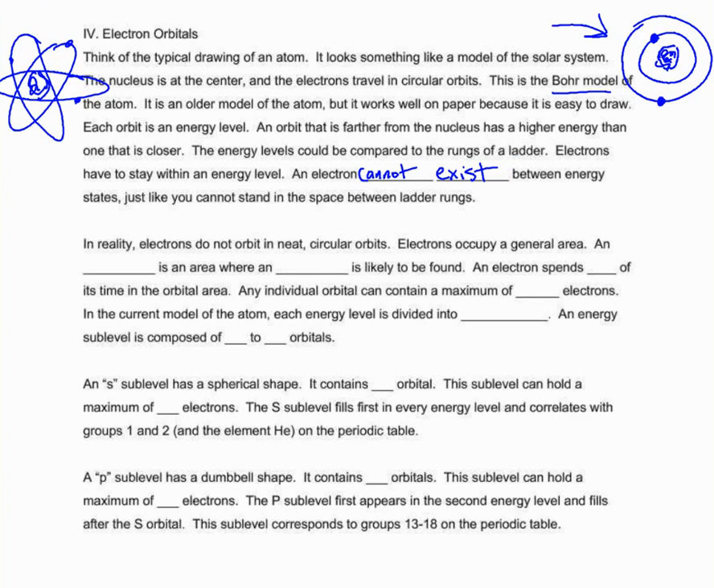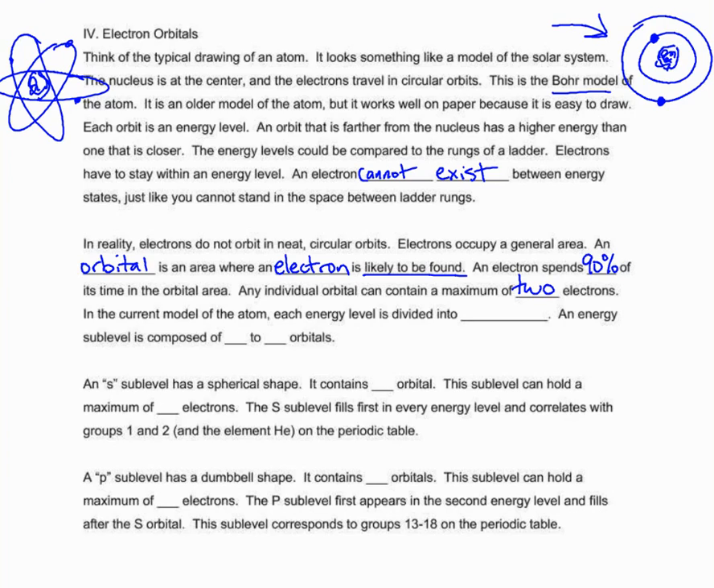The reality is that electrons do not orbit in neat circular orbits. Instead, we have this idea of an orbital. Note the difference in the terms here. Orbits versus an orbital. An orbital is an area where an electron is likely to be found. An electron will spend 90% of its time in that orbital area. Any individual orbital can contain a maximum of 2 electrons, pairs.